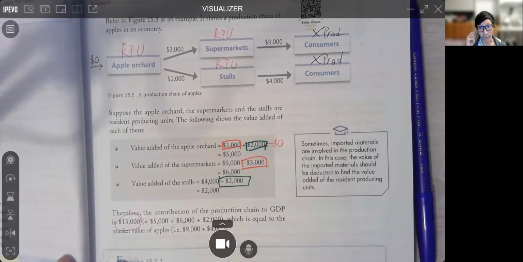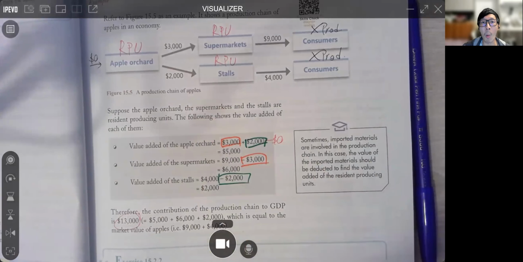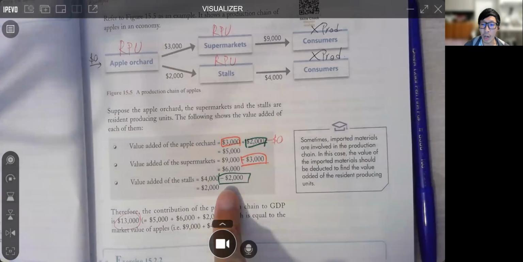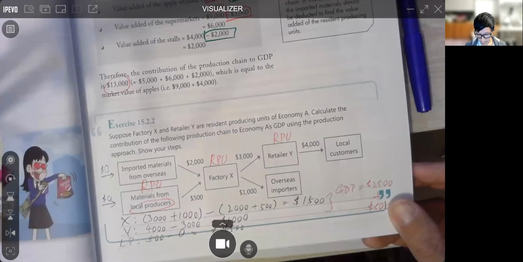Actually, you can see they cancel out. This corresponds to what we have learned about intermediary products, or what we call final goods. Remember, GDP is the market value of all final goods. So with this approach, it automatically cancels out, right? We automatically take care of the intermediate goods. Those in the middle automatically disappear. Now here, let's do one more example.